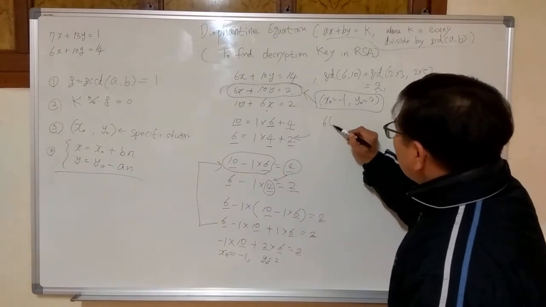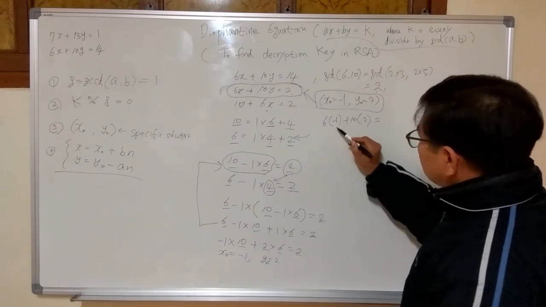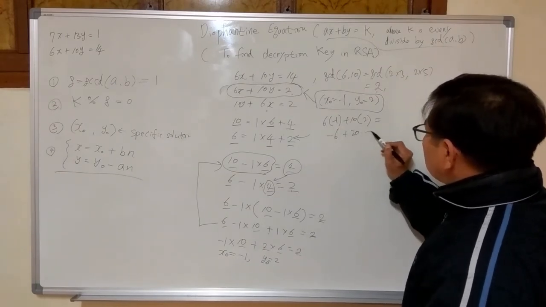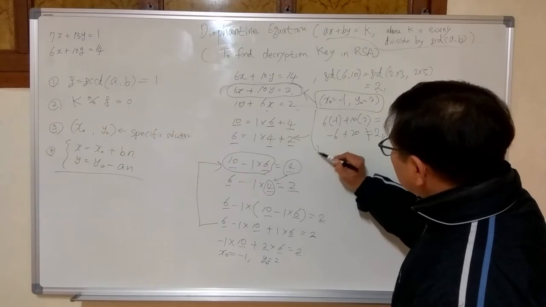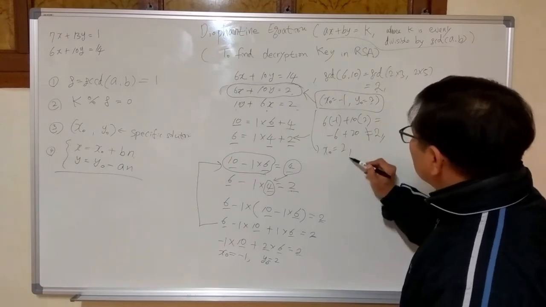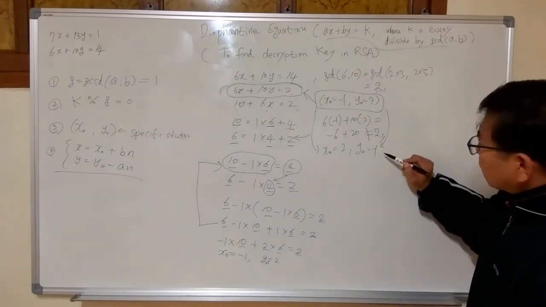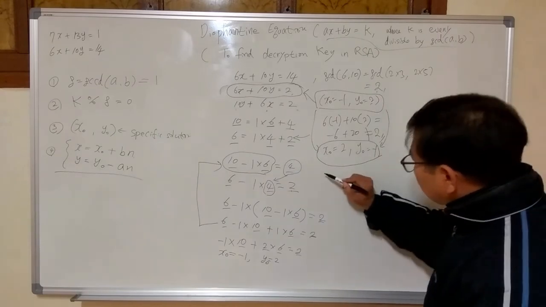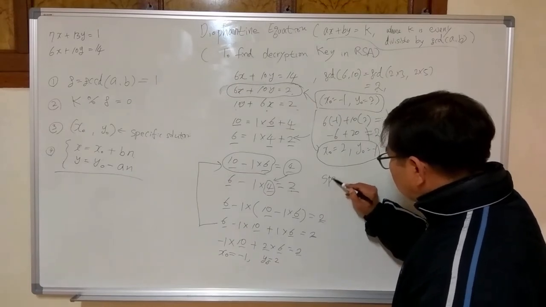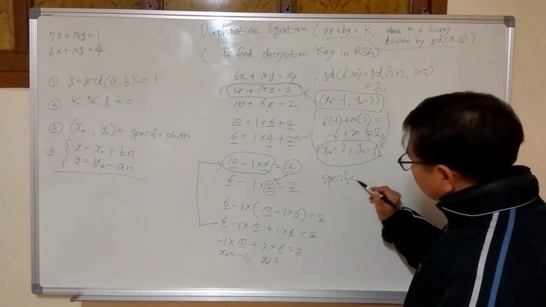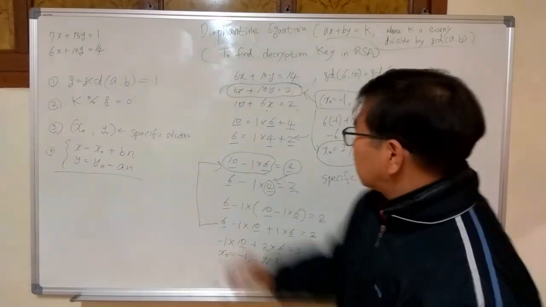So 6 times minus 1 plus 10 times 2 equals minus 6 plus 20. This is not 2. Okay, so we have to swap. If we swap them, x0 becomes 2, y0 becomes minus 1. This step is actually important. This is the specific solution. Okay, we got this solution now.